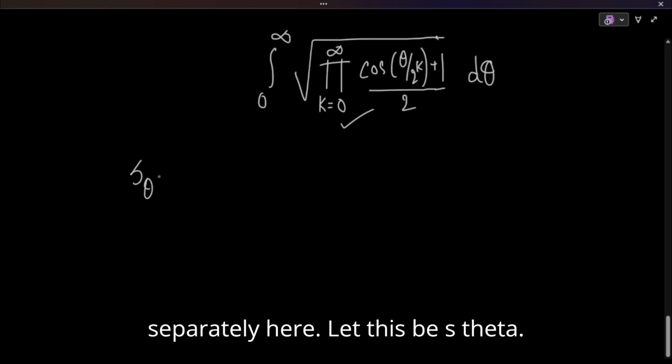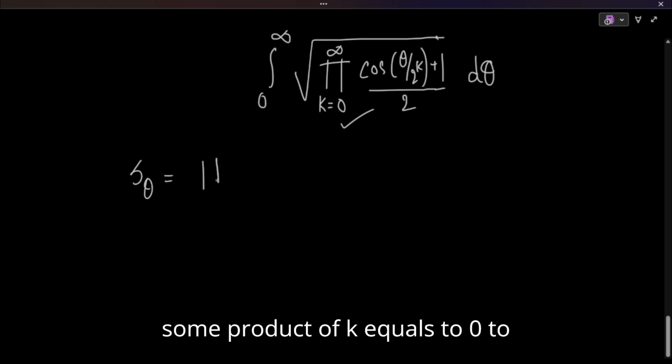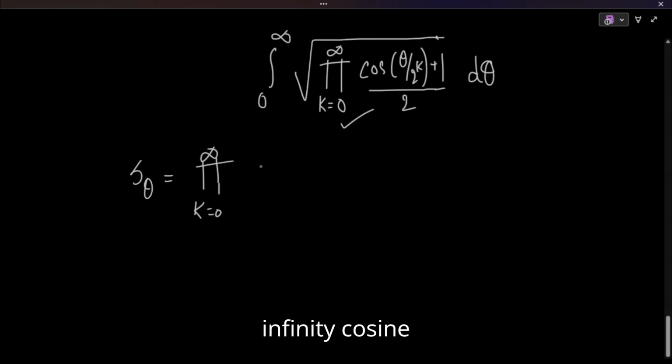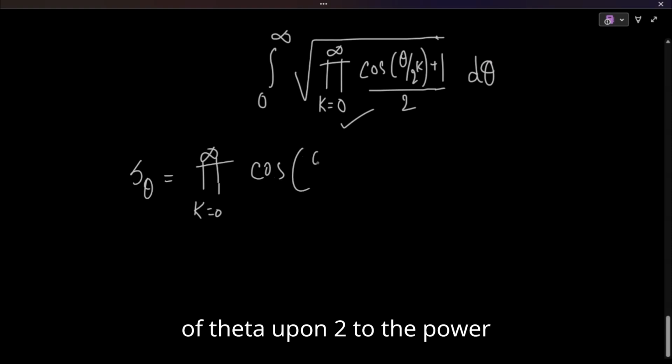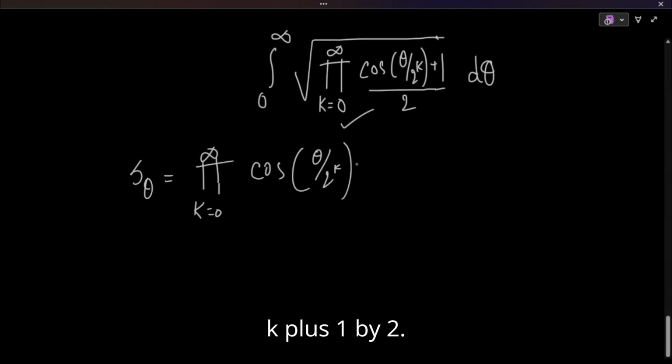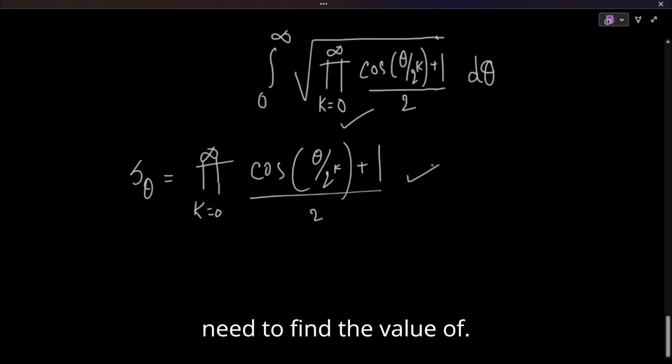Let this be S(theta), the product for k equals 0 to infinity of cosine of theta upon 2 to the power k plus 1 by 2. So this is the infinite product that we need to find the value of.